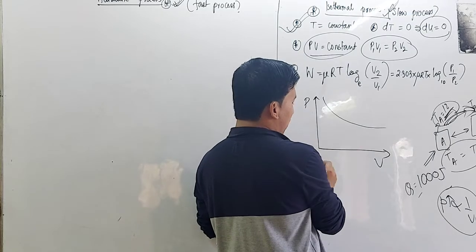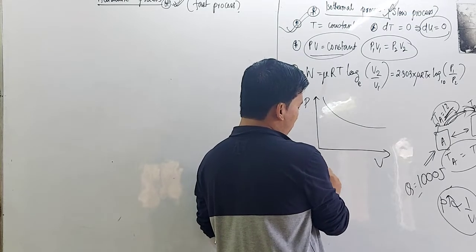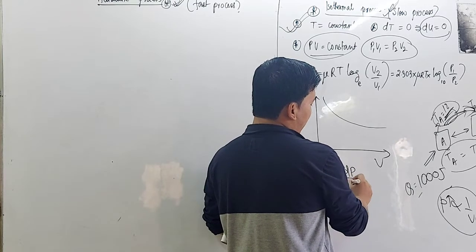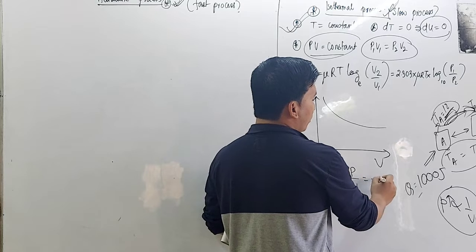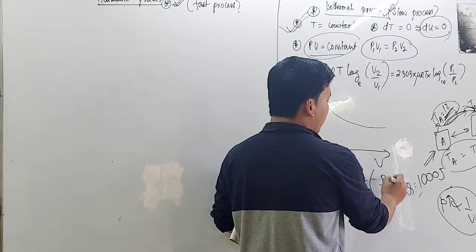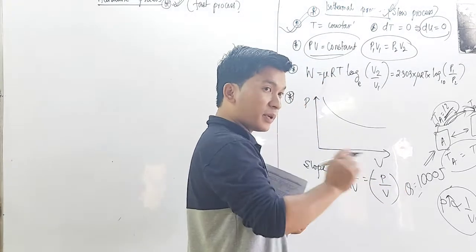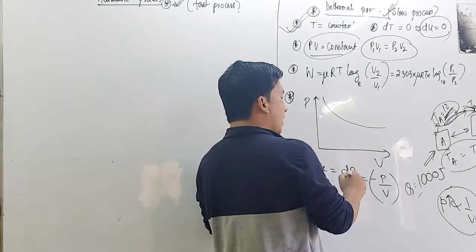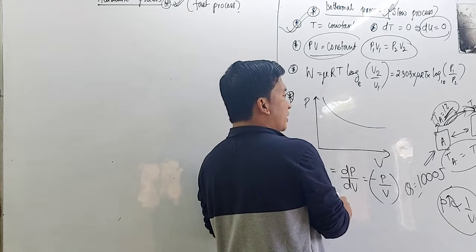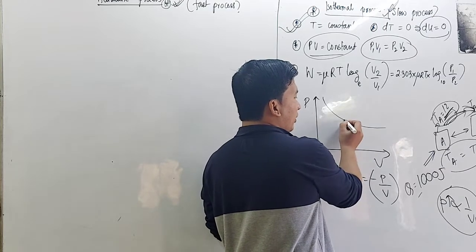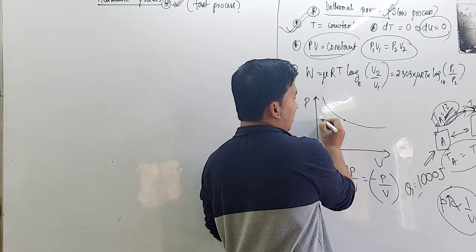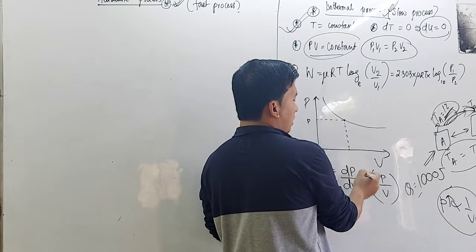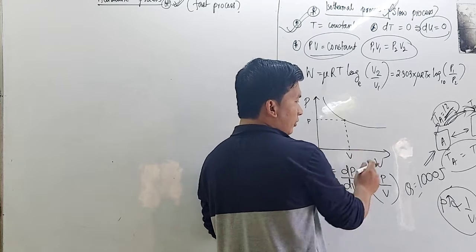And how to calculate the slope? Slope is very simple. This is dP by dV and this will be equal to minus P by V. This will be the expression. Let us see the slope at a point: at this point let us consider the pressure, and at this point let us consider the volume.